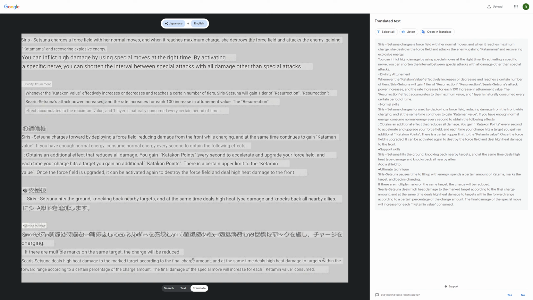Now her support skill, which is her QTE: SIRIS hits the ground, knocking back nearby targets, and at the same time deals high heat type damage and knocks all enemies back. So that'll be her QTE effect.